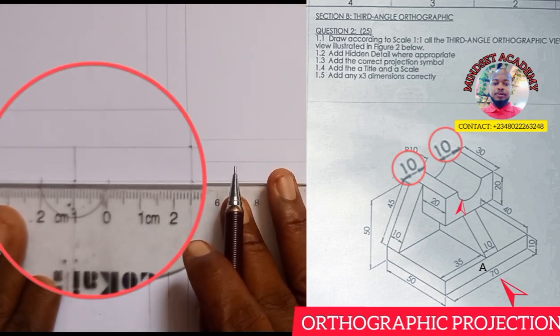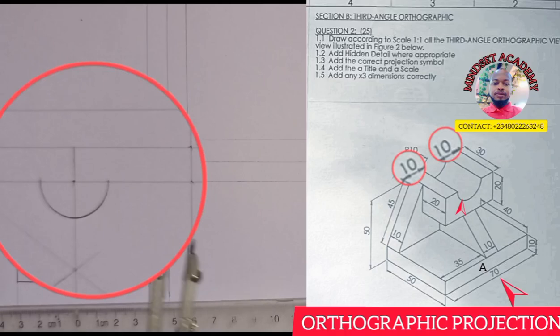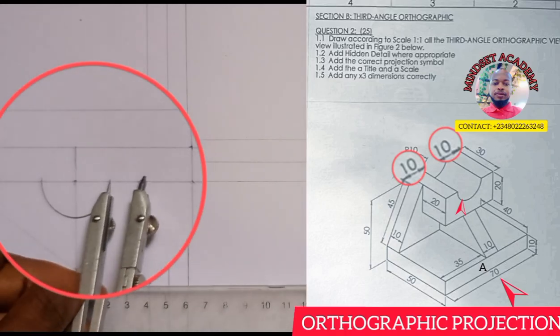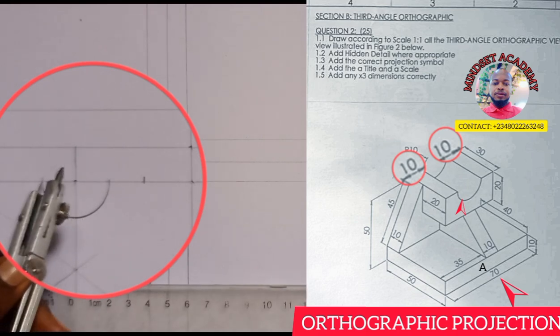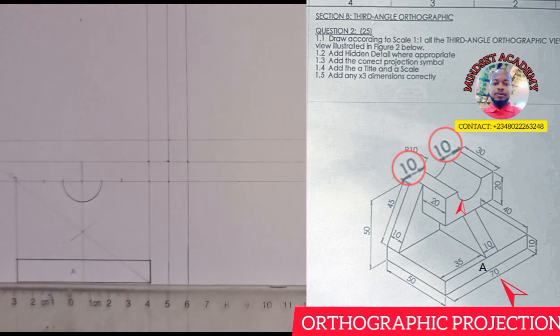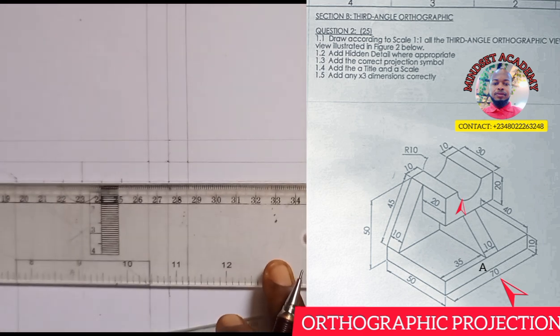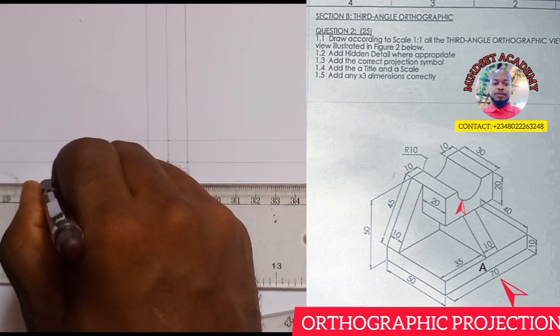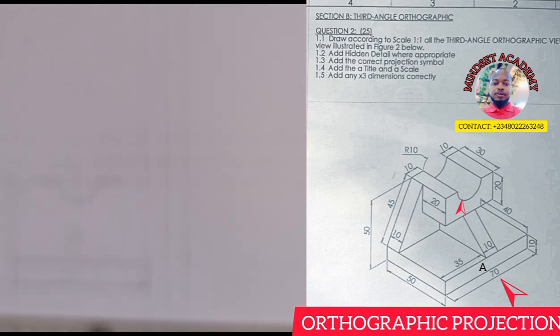So from this point here, remember that this is 10, right? I measure 10 from here. So I'll come here, I'll mark the 10. I'll also come to this point, I'll also mark the 10. Hope you can see that. I'll be seeing those points as a straight line. So I'll just draw a straight line from this point here, right? I'll just take this from here, and I'll take this from here. Hope you can see that.